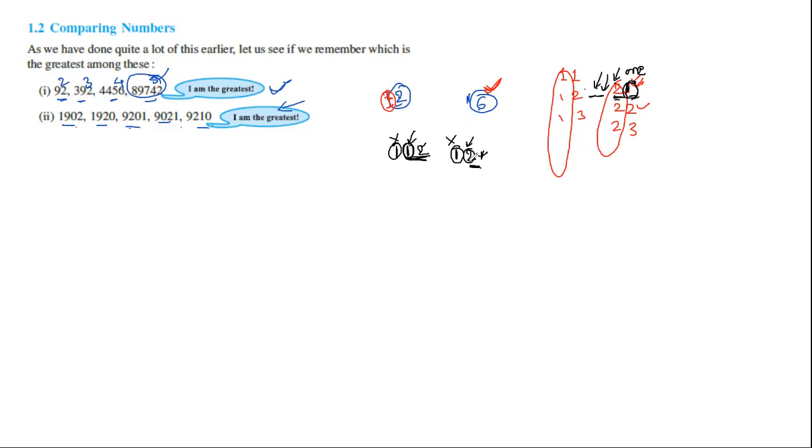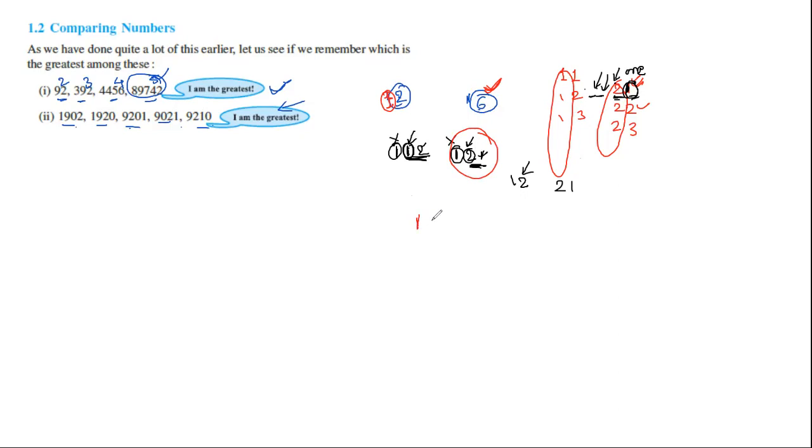So out of 12 and 21, we see that the 12 line will come first, then the 21 line. Then obviously 21 is the greatest number, right? So out of these two, I realize that 121 is the greatest. Okay, so the same process will apply for 4-digit numbers also.